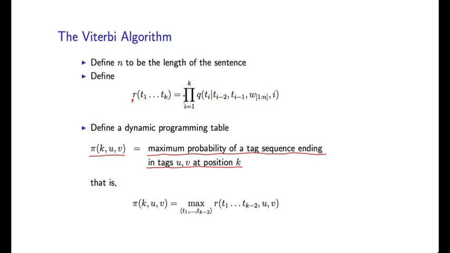So notice this is basically a truncated form of the probability for an entire tag sequence. We're now multiplying through i equals 1 to k, q of t_i, given the previous two tags. And we define pi(k, u, v) to simply be the maximum probability for any tag sequence ending in u and v at position k. So that's what this definition is saying. Again, that's very similar to what we saw for hidden Markov models. In hidden Markov models, we also saw a dynamic programming table of this form, where these pi values correspond to maximum probabilities of prefixes of tag sequences.